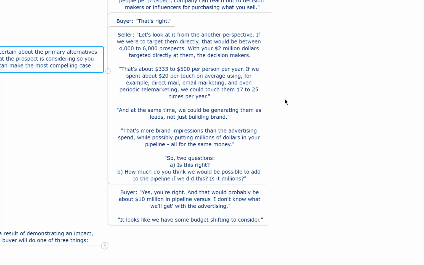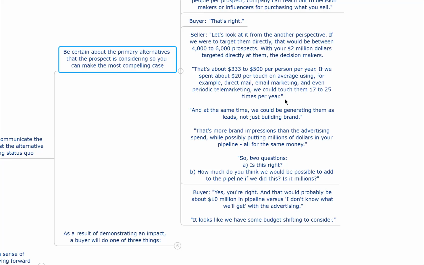B, how much do you think we would be possible to add to the pipeline if we did this? Is it somewhere around $1 million? Buyer then says, "Yes, you are right, and that would probably be about $10 million in pipeline versus, I don't know what we'll get with advertising. It looks like we have some budget shifting to consider."